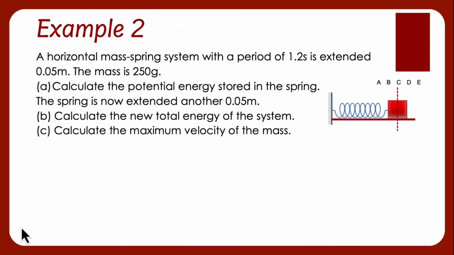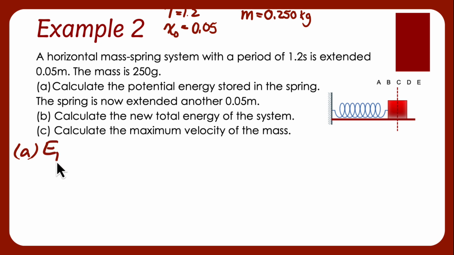Okay, one more example, and now with a mass spring system. We have this mass spring system with a period of 1.2. It's extended 0.05. So in this case, that will be my maximum amount. And the mass is 250 grams. Remember, we need to put that into kilograms, so our energy will be in joules. The first part says, calculate the potential energy stored in the spring.